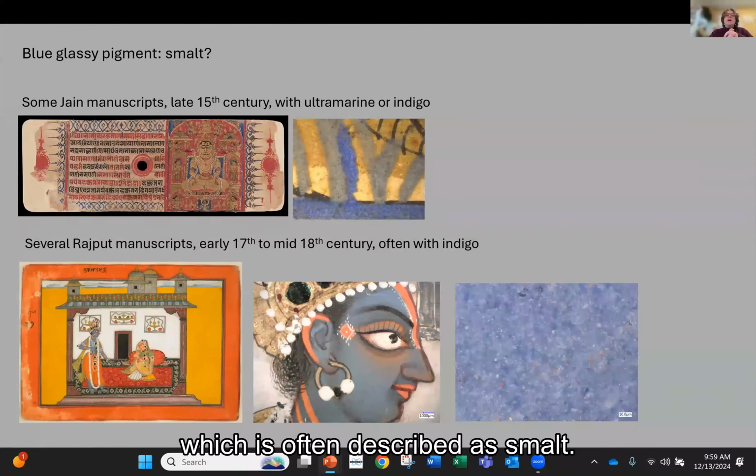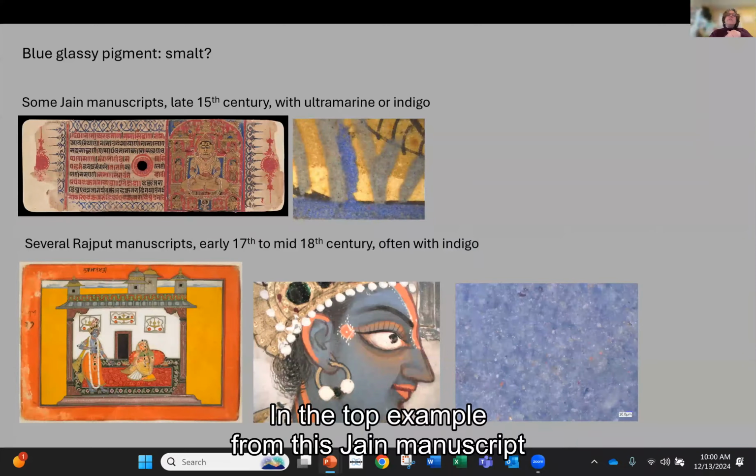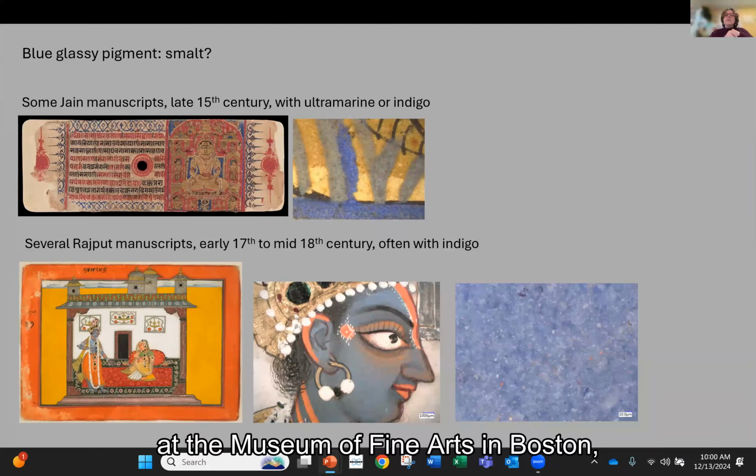And here I've just shown some details of its use. In the top example from this Jain manuscript at the Museum of Fine Arts in Boston, the bright blue is the indigo and the more muted grey blue are the smalt highlights. And then in the Rajput manuscript, the face of Krishna has this glassy blue appearance, which you can hopefully see in the detail.